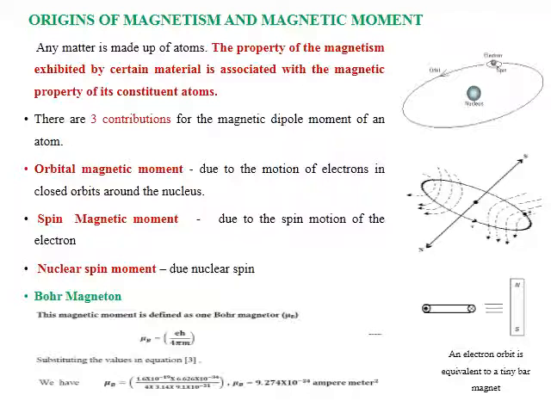The dipole moment contributed by the orbital motion of the electron is called the orbital magnetic moment. The spin motion of the electron contributing to the magnetic dipole moment is called the spin magnetic moment, and the nuclear spin present in the nucleus contributes to the nuclear spin moment. The combination of these three results in the required total magnetic moment of that particular atom. Now let us see them one by one.